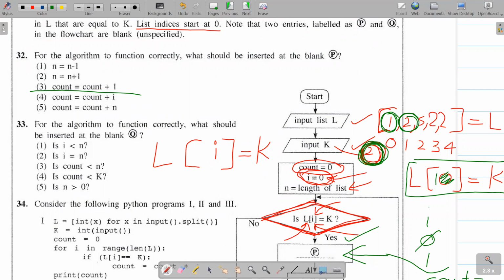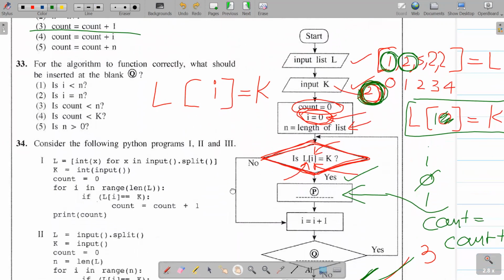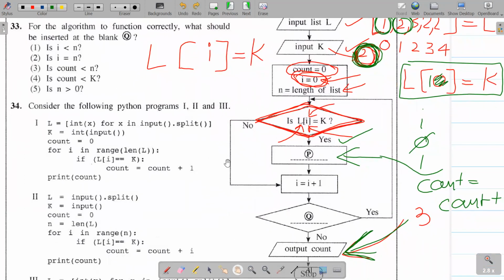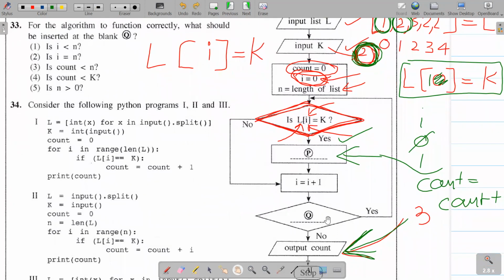33rd. In 33rd, for the algorithm to function correctly, what should be inserted at the blank? Blank queue. So the queue එකෙන් බලන්නේ iteration එක control කරන්න. Right? The iteration එක control කරගන්න නම් what should happen?